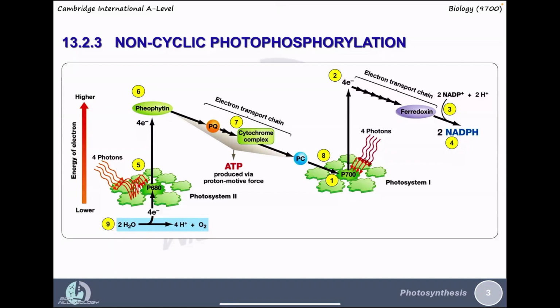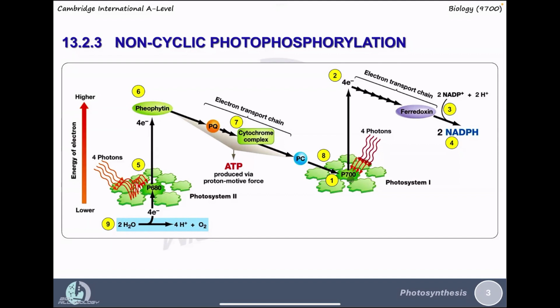This diagram summarizes the reactions that occur in non-cyclic photophosphorylation. The idea of non-cyclic here actually describes the flow of the electrons. In this diagram, you can see that the electron flow starts with the photolysis of water, which produces electrons, and these electrons are received by the reaction center of photosystem 2, which is P680. After that, this electron continues to flow through phaeophytin, which is a primary electron acceptor. After that, it is transferred along the electron transport chain and received by the reaction center of photosystem 1, which is P700.